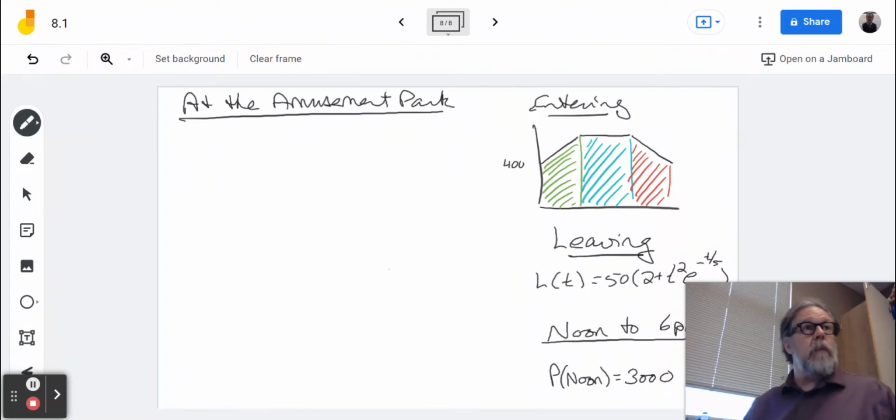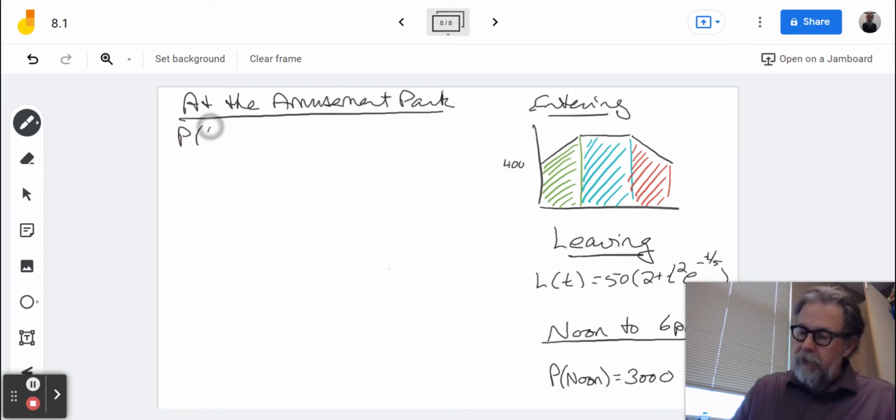Okay, let's look at a quick problem involving flow of people into and out of an amusement park. We're given the following information. First of all, people are entering the park at the rate shown on this graph. People leaving the park is modeled by this equation that we see down here on the right-hand side. And at noon, there are 3,000 people in the park. The question is, how many people are in the park at 6 p.m.?